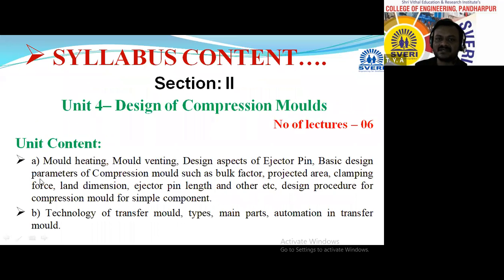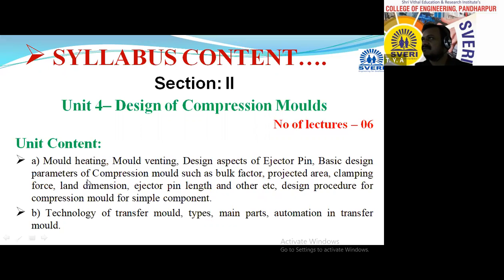Now in this second section, we are having 3 chapters again. From the second section, this is unit number 4, design of compression mold. Okay, now here this is the syllabus.